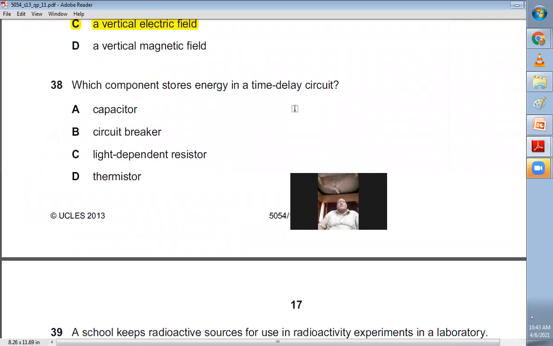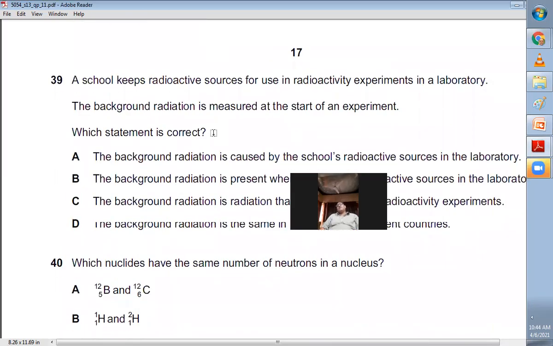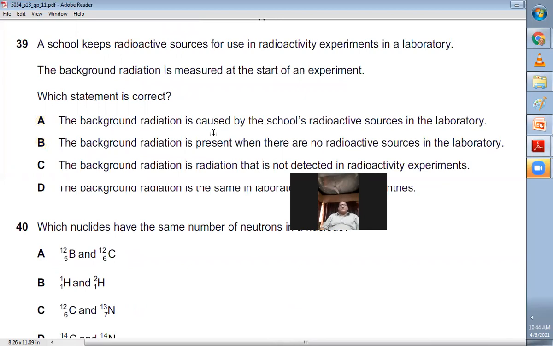Question number 38. Which component stores energy in a time delay circuit? Remember this phrase, time delay circuit. For a time delay circuit, we always use capacitors. So A is the choice. I highlighted two things by mistake, but A is the choice. A capacitor is used to store charge, basically electric energy, so it is also used for time delay.